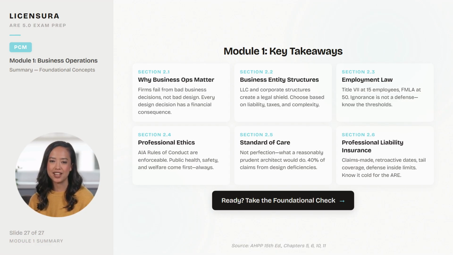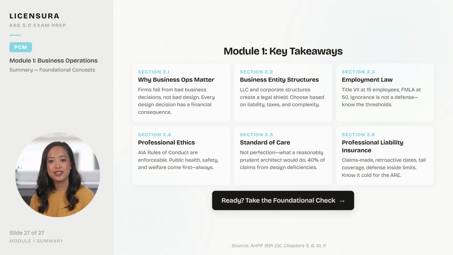The thread connecting all 6 sections is this. Architecture isn't just about design. It's about running a legally protected, ethically grounded, financially sound, and properly insured practice. Understanding that will help you on the ARE and throughout your career.